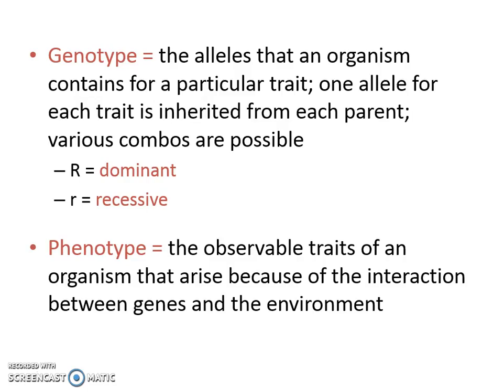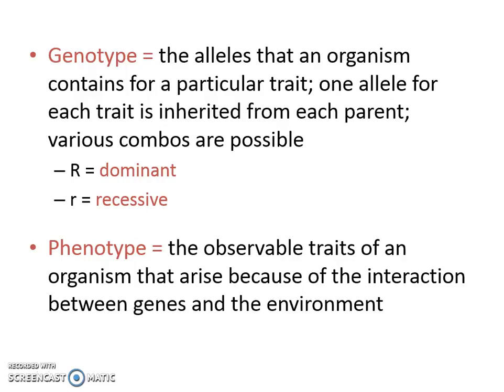So a genotype is the alleles that an organism contains for a particular trait. One allele for each trait is inherited from each parent. So various combinations are possible. We'll talk about those combinations in a minute. But usually when you're doing genetics problems, which we'll do in a little bit, you use a capital letter to represent the dominant allele and a lowercase letter to represent the recessive allele.